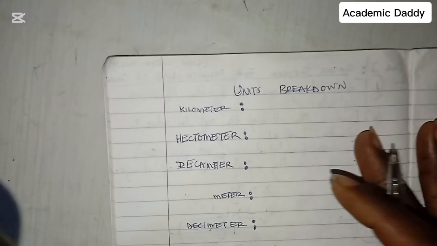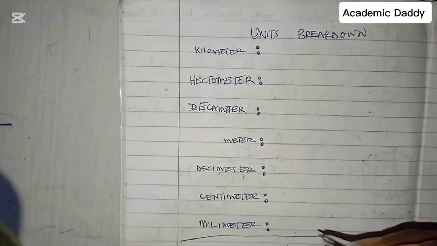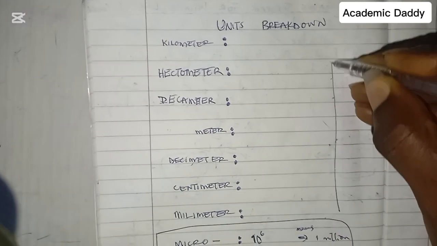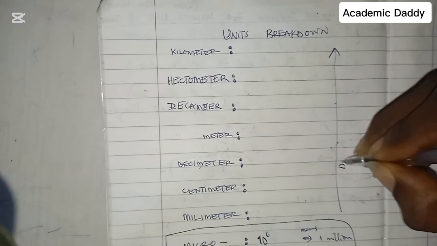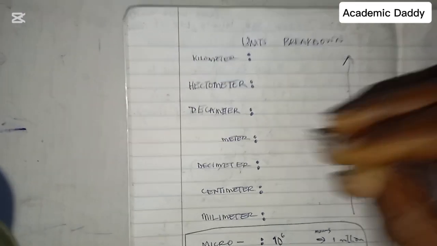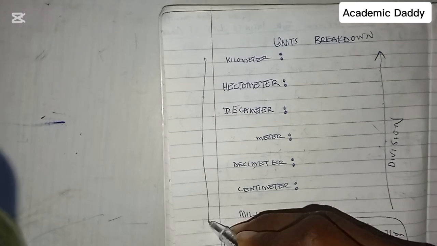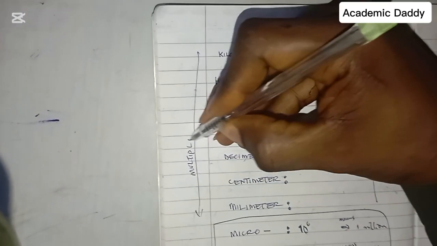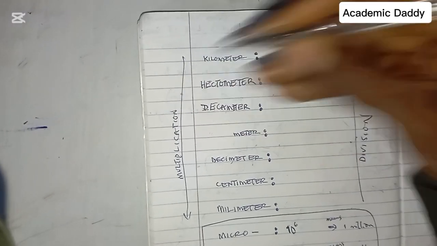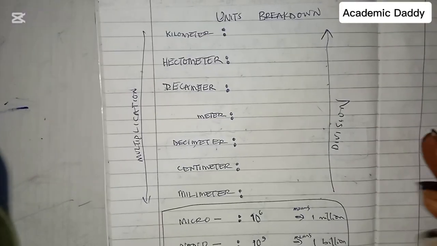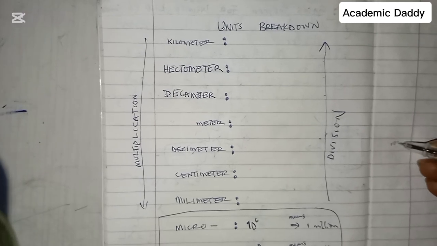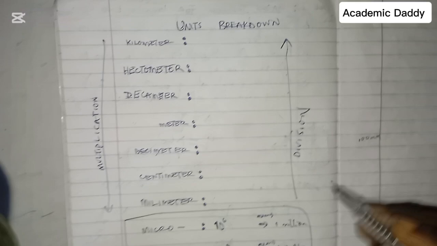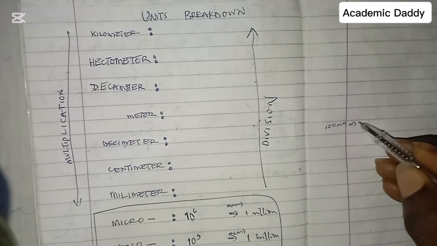So now let's come here at this point, millimeter. I normally tell my students, I normally do like this. I say, going this way is for division, then coming this way is for multiplication. That's why you need to know it. So if I'm giving an example now, let's say they give me 100 millimeter, and they want me to convert it to centimeter.